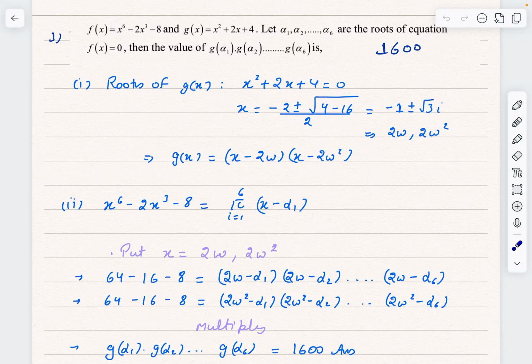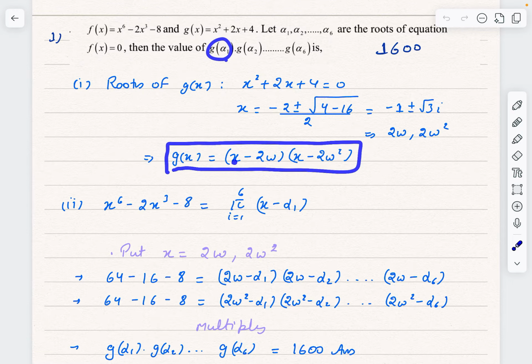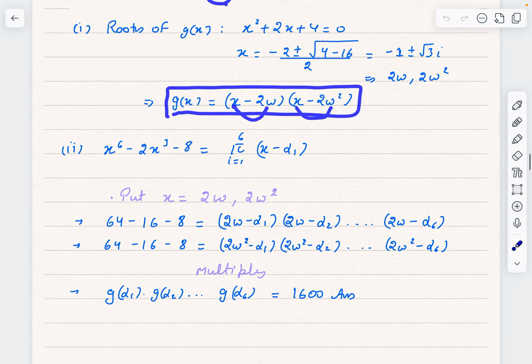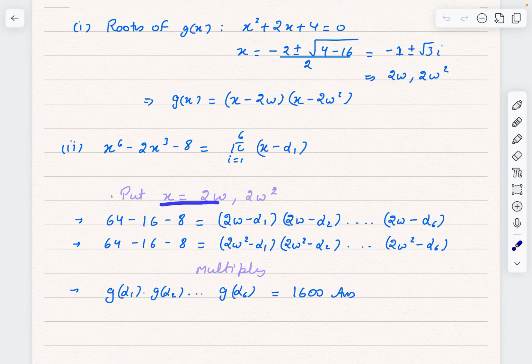Now you want g of alpha 1, so g of alpha 1 will be (alpha 1 minus 2 omega)(alpha 1 minus 2 omega square). So what you do here is just put x as 2 omega and 2 omega square. When you put x as 2 omega, we get 64 minus 16 minus 8 times (2 omega minus alpha 1)(2 omega minus alpha 2) up to (2 omega minus alpha 6). When you put 2 omega square, you get 64 minus 16 minus 8 times (2 omega square minus alpha 1)(2 omega square minus alpha 2) and so on.